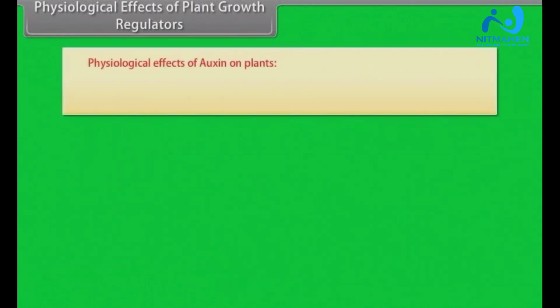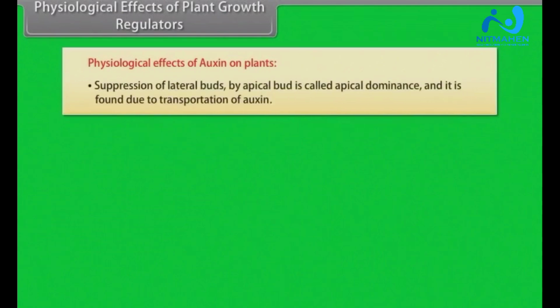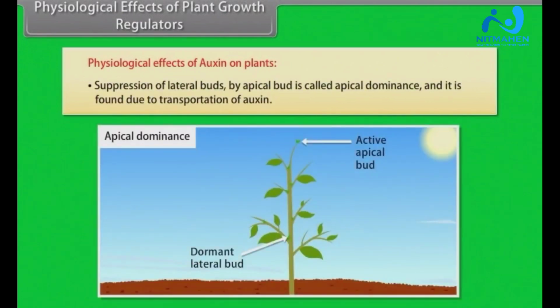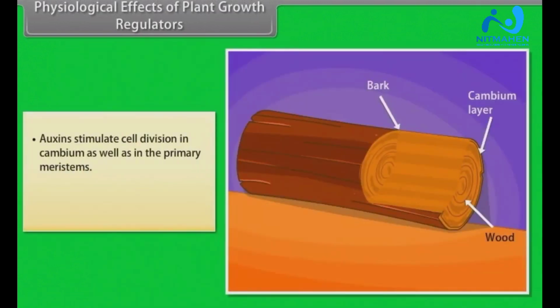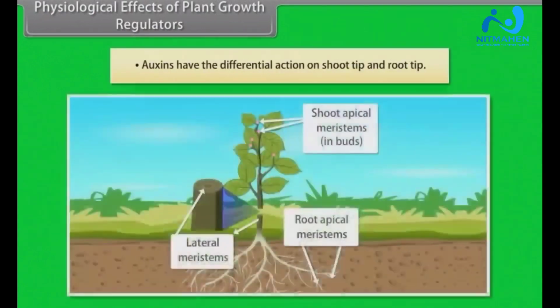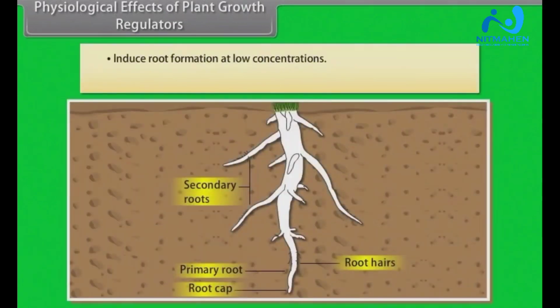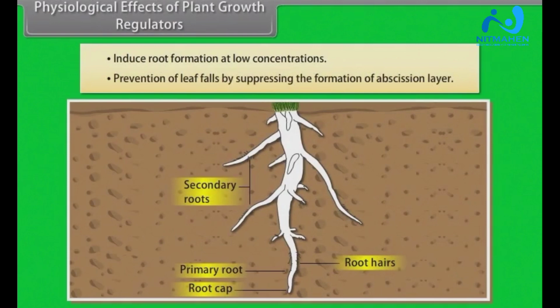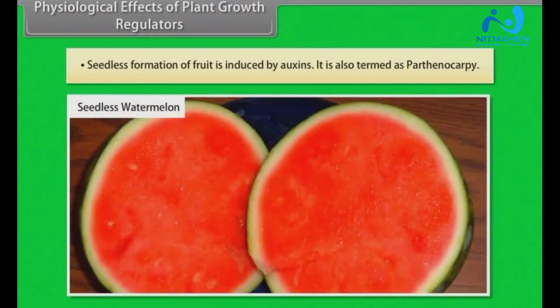Physiological effects of auxin on plants. Suppression of lateral buds by the apical bud is called apical dominance, and it is due to transportation of auxin. Auxin stimulates cell division in the cambium as well as in the primary meristems. Cell elongation is an important role played by auxins. Auxins have a differential action on shoot tip and root tip. They induce root formation at low concentrations. They prevent leaf fall by suppressing the formation of the abscission layer. Seedless formation of fruit is induced by auxins. It is also termed parthenocarpy.